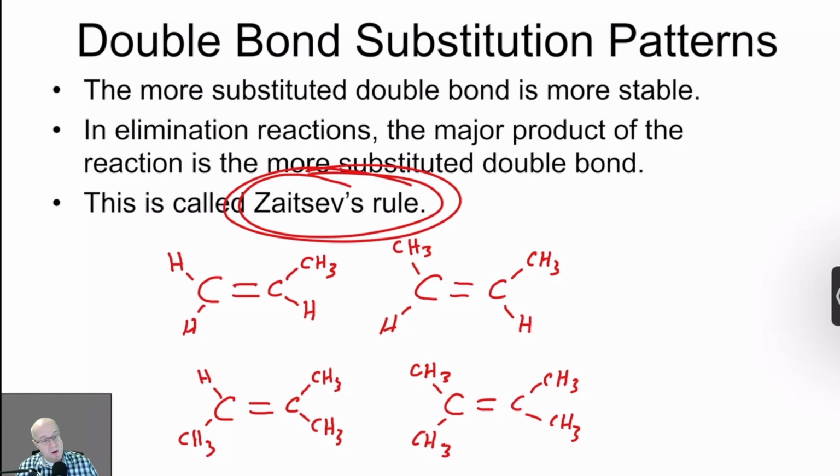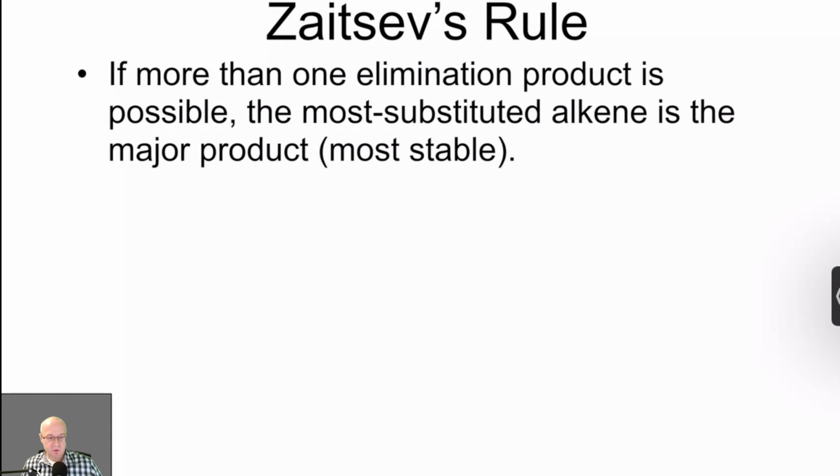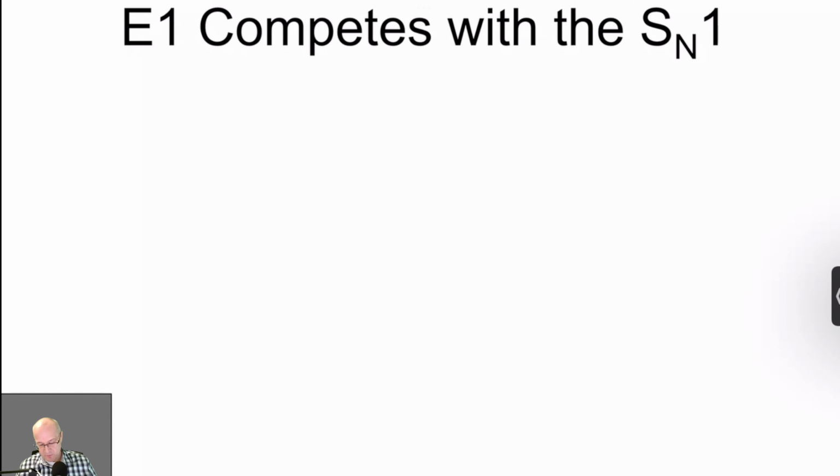So when doing E1 reactions, remember, the more abundant alkene will be the one that is more substituted. Zaitsev's rule states, if more than one elimination product is possible, the most substituted alkene is the major product. It's also the most stable. That's Zaitsev's rule, stated out nicely for you. Now, the E1 reaction and the SN1 reaction, as I said before, are competing with each other. So let's see an example of that.